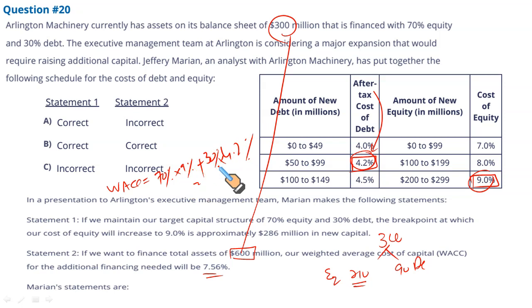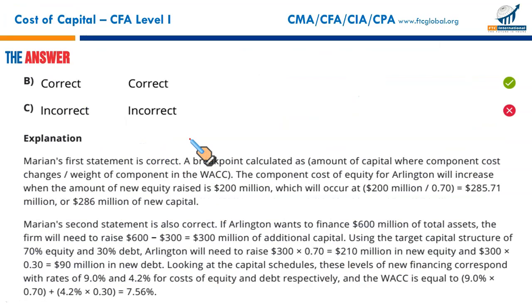0.7 times 9 plus 0.3 times 4.2 gives you 7.56, the exact number that has been given in statement 2. So your weighted average cost of capital in case of a total funding of 600 million, out of which 300 million has already been invested in the current composition of our capital employed, the remaining 300 million will take the cost of capital to 7.56. That makes statement 2 to be the correct statement as well. So that makes B the correct option. Statement 1 is correct, statement 2 is correct as well. B.